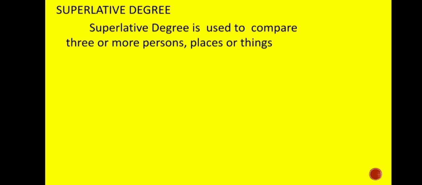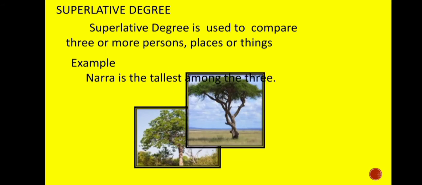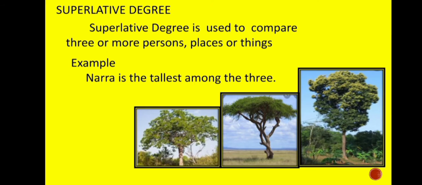And what is the superlative degree? When we say superlative degree, it is an adjective that is used to compare 3 or more persons, places, or things. Like for example, Nara is the tallest among the 3. So Nara is being compared to acacia and mahogany, so it uses the superlative degree, which is the tallest.